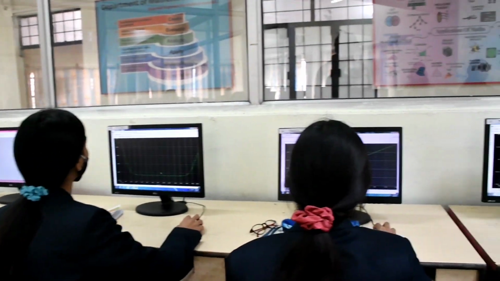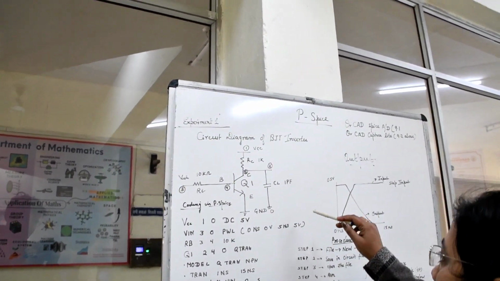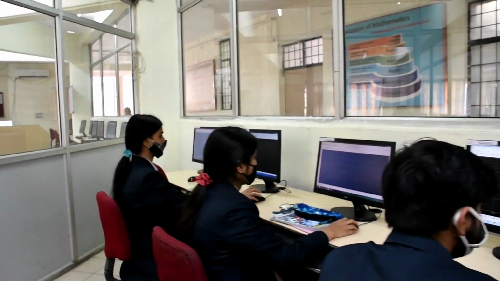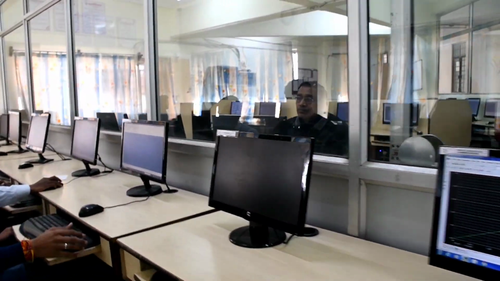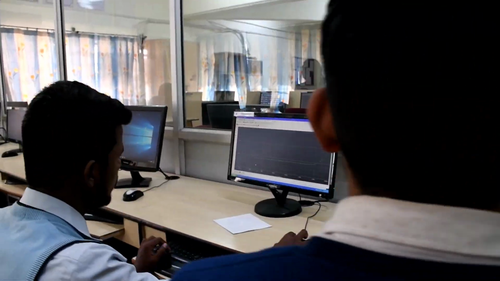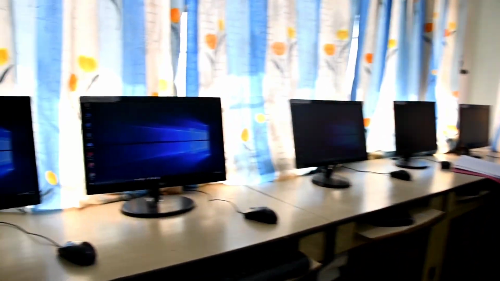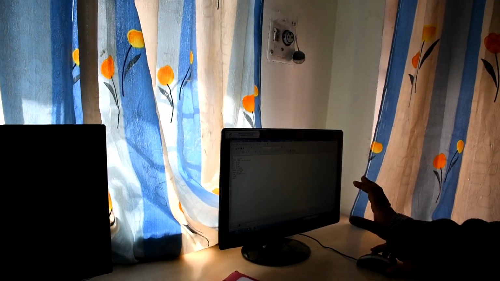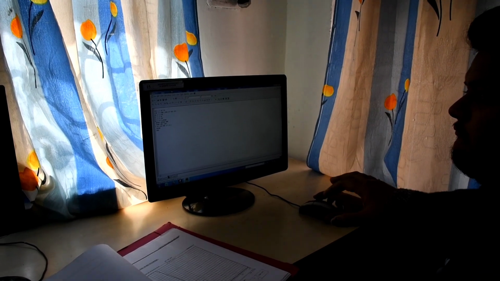This is a whiteboard on which we perform circuits, like we give a demo about how the circuit is going to be performed. I'm going to display the result and the coding which we are going to perform on PSpice.